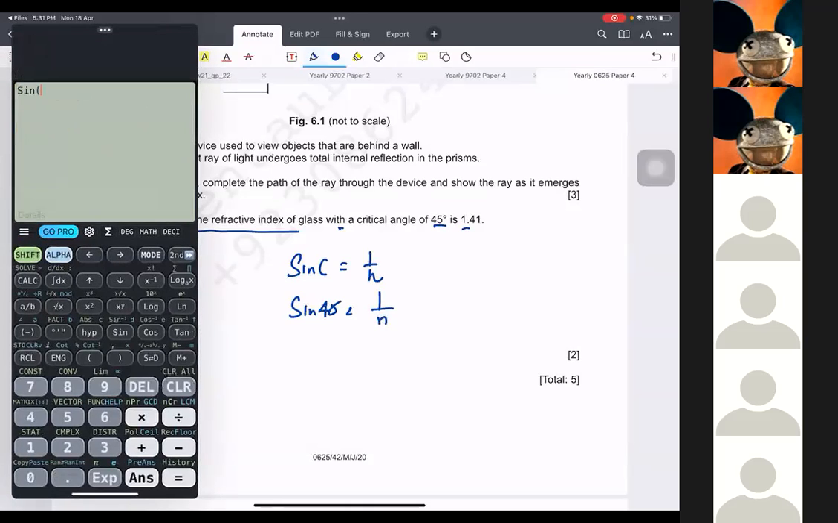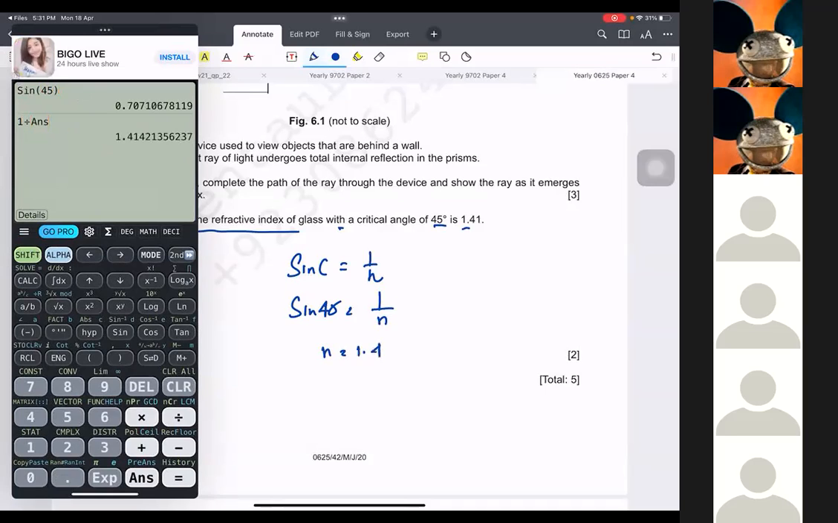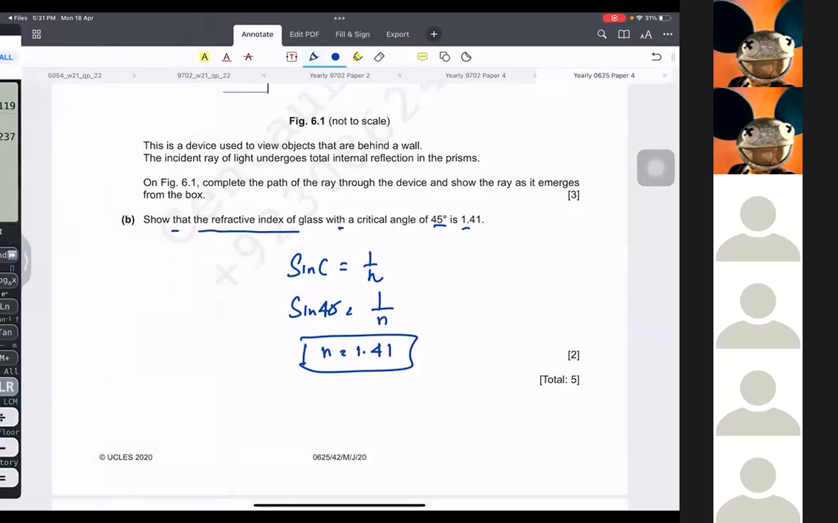Sir, shouldn't it be 1 over sine c? N equals 1 over sine c. Yeah. So the answer will be 1.41 like this. See. All right.